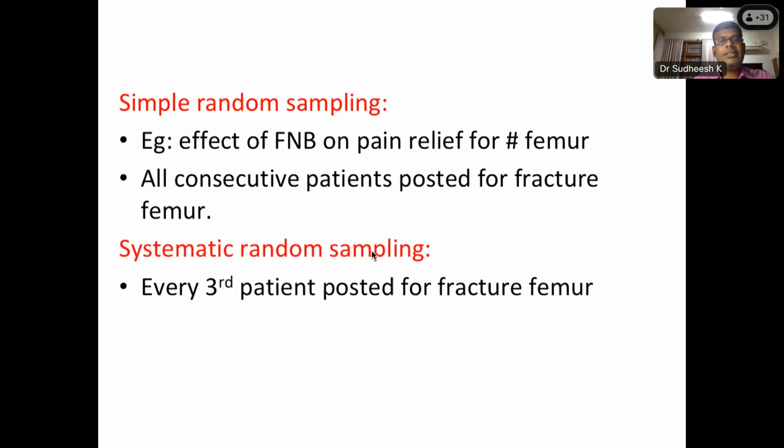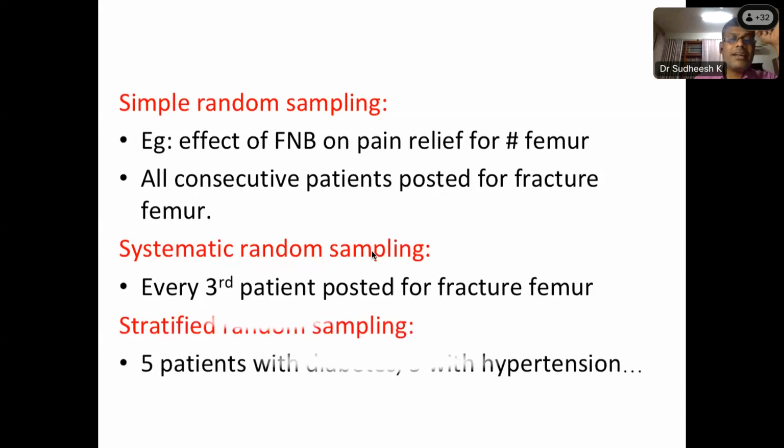Just an example for simple random sampling: effect of femoral nerve block on all consecutive patients posted for fracture femur. This is a study which I am conducting to understand the effect of femoral nerve block on pain relief. If I do simple random sampling, that means all consecutive patients who are posted for fracture femur, I am going to select for the study. So that is known as simple random sampling. Suppose I select every third patient who is having fracture femur for my study, this becomes systematic random sampling.